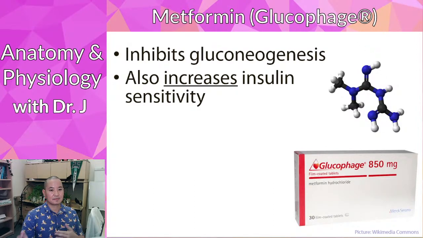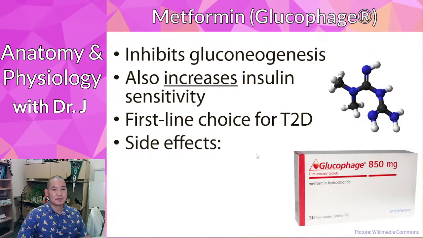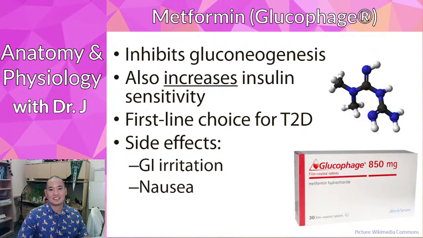So all those mechanisms, like having fewer receptors for insulin or turning off those receptors, metformin tries to reverse. It's a first line choice, meaning that often this is the first thing a doctor or a pharmacist might prescribe for type 2 diabetes mellitus. But is this a cure-all? Well, it also causes a lot of GI effects, especially nausea and GI irritation.